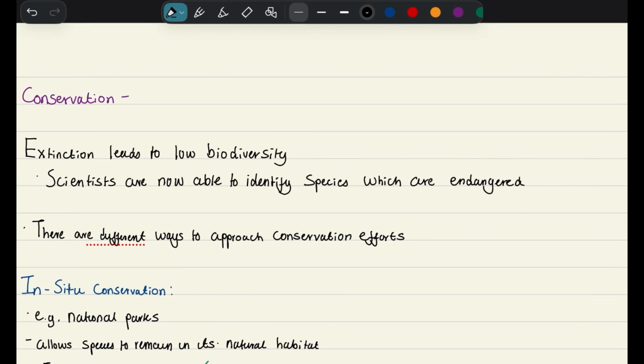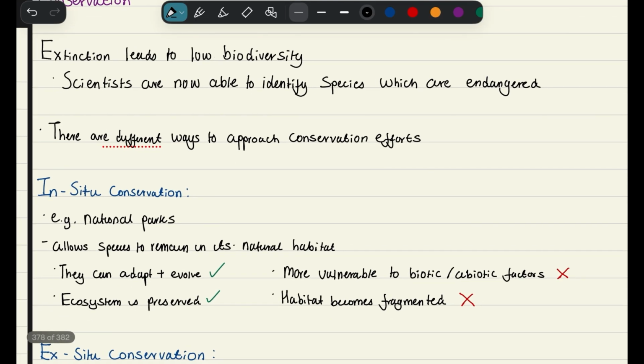Okay, next topic is conservation. So we're going to do a bit of a dive into this one now. So we need to think extinction, bad. If we have less species or less organisms, we have lower biodiversity, right? And what scientists have become good at is identifying this species is at risk of extinction or they are endangered. So we have different ways of approaching this because obviously we want to maintain biodiversity.